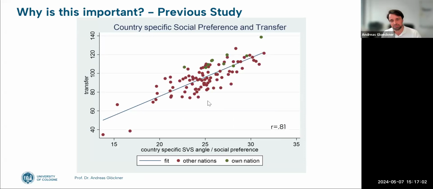Why is this important, this research? In the previous study, we had 10 countries interacting with 10 other countries, and we measured already social preferences, which is on the x-axis, so that's the angle, social value orientation angle. The higher, the more pro-social. And on the y-axis, we had the same people in a different task. They basically cooperated in a prisoner's dilemma game. So higher is more cooperative and lower is less cooperative.